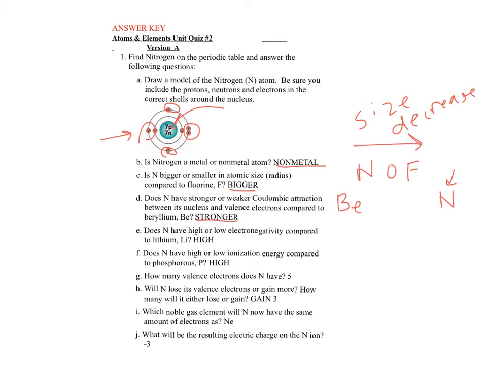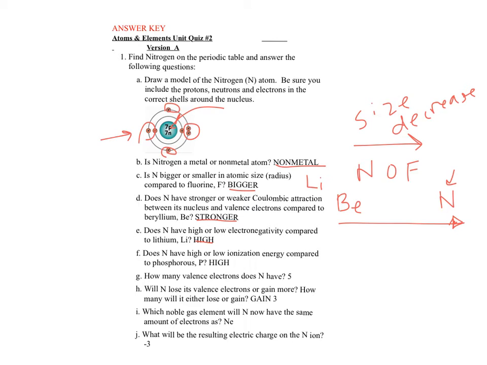In 1E, it asks if nitrogen has a high or low electronegativity compared to lithium. Again, lithium is even further left on that periodic table. And remember, electronegativity is how attractive those atoms are to other electrons. Those guys on the left are very, very low in electronegativity. Electronegativity increases going to the right there on the periodic table. So nitrogen will definitely have a higher electronegativity than lithium.